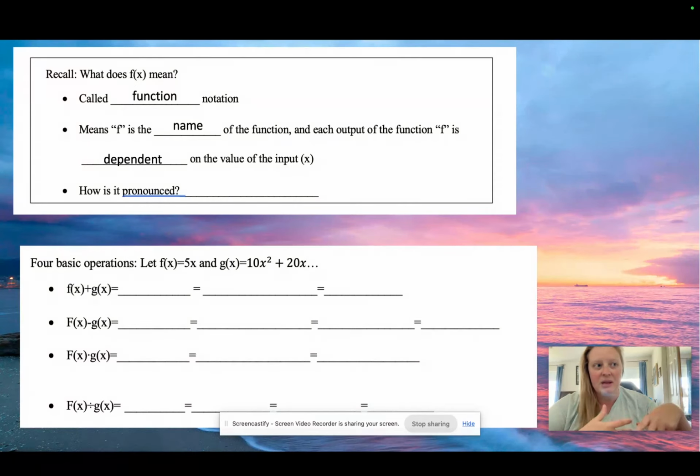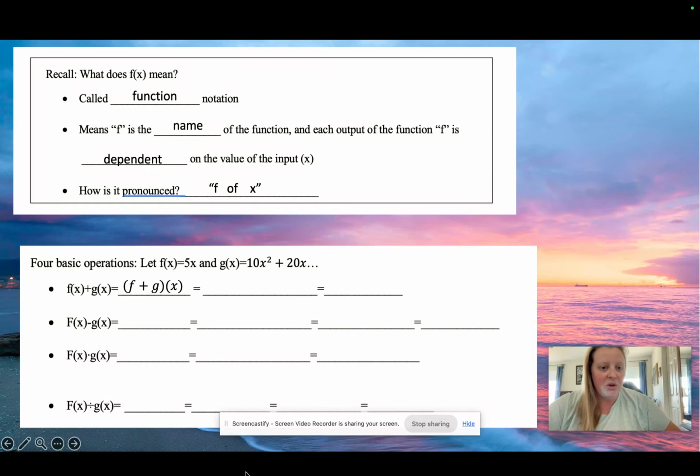It's no different than saying whatever you plug in for x controls what you get for y. It's just this time we're talking about whatever you put in for x controls what you get for f. It's just a little bit more fancy. And just a friendly reminder, it's pronounced f of x, not f times x or fx. It's f of x. All right, so you're going to see these operations here. I want to make sure that you know what notations they're going to look like.